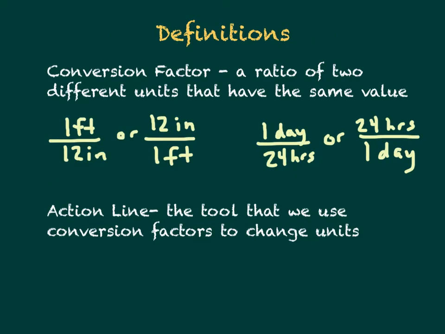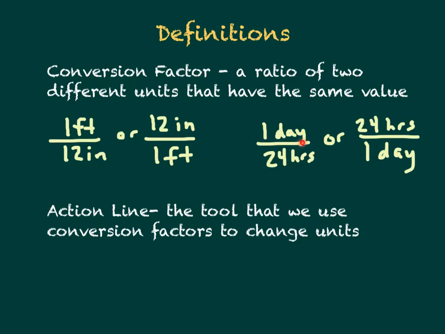Just a couple definitions that you need to know for dimensional analysis. One is a conversion factor. Conversion factors are extremely important in dimensional analysis. That's a ratio of two different units, but they have the same value, and I've given you some examples. This is a ratio, one thing over another. 1 foot is always going to equal exactly 12 inches. They're equal to each other. They mean the same thing. They're not the same number, but they're the same value. 1 foot is 12 inches, or we could say 12 inches is 1 foot each time.